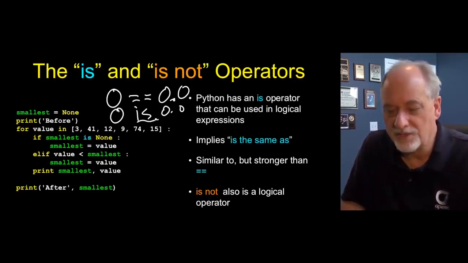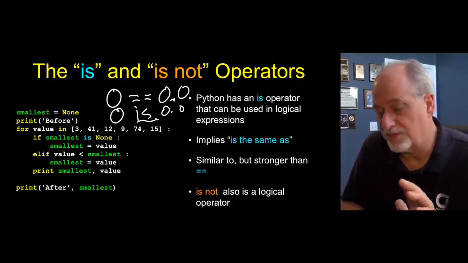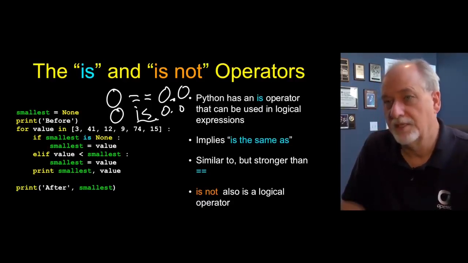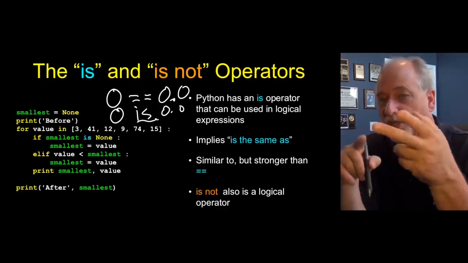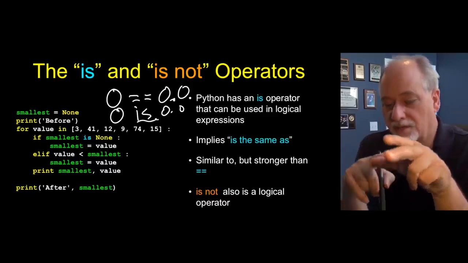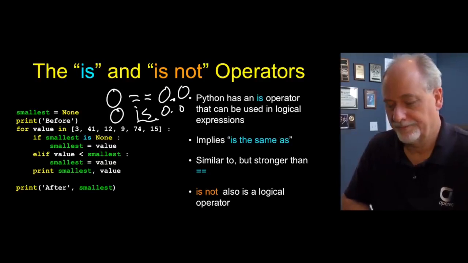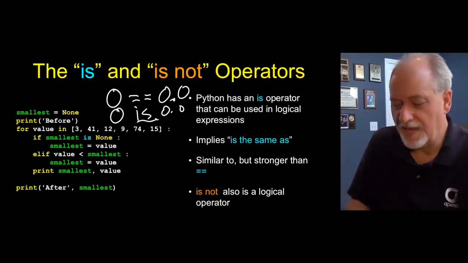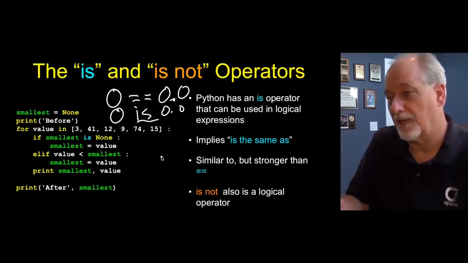And so that's just very strong. Don't overuse is. If you're dealing with numbers or even strings, use double equals, don't use is, because sometimes it gets a little confusing. So use is sparingly. I tend to only use is on booleans and on None types. I don't use is on integers, and I don't use is on floats, and I don't use is on strings. Just None or True and False. And also is not is also an operator. So you just say blah blah blah is not None, or blah blah blah is not False.